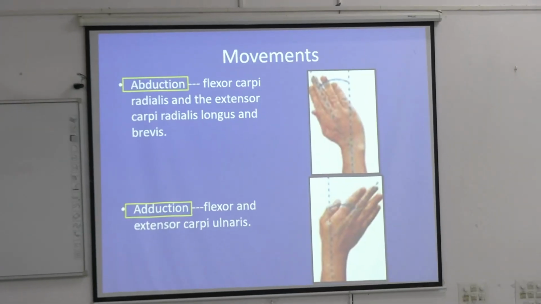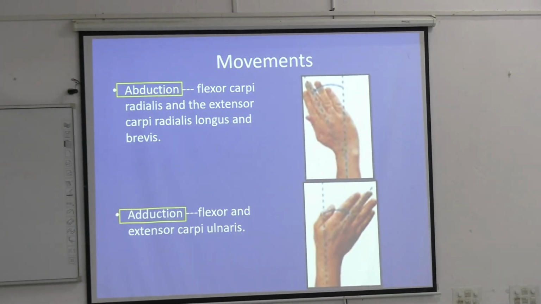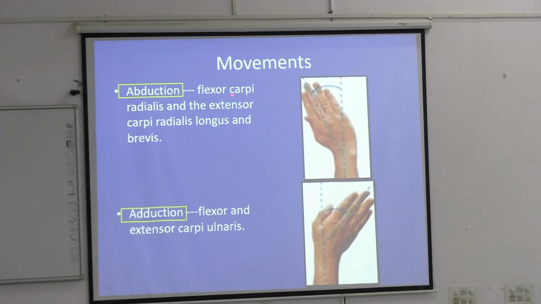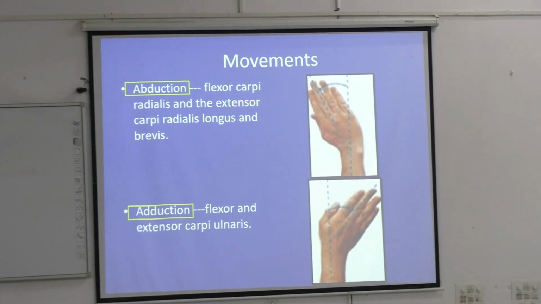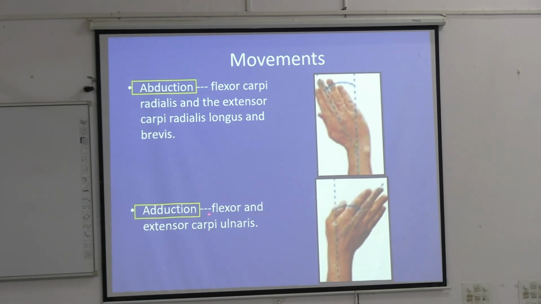Now movements. Abduction: flexor carpi radialis and the extensor carpi radialis longus and brevis. Adduction: flexor and extensor carpi ulnaris. So you can see this midline. Now this is abduction, it is like this, and this is adduction.